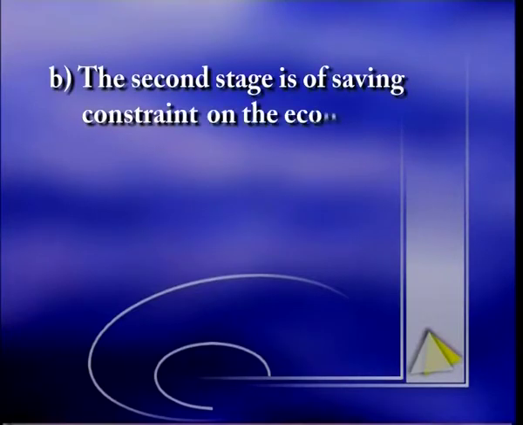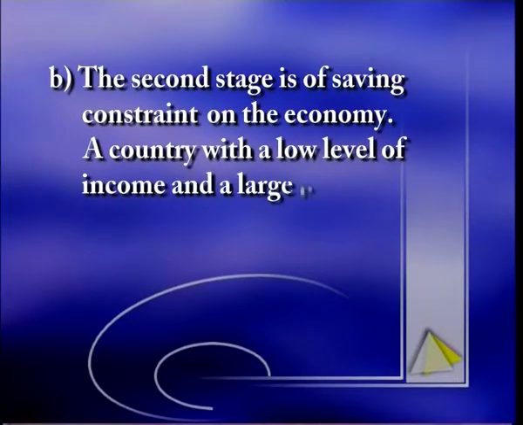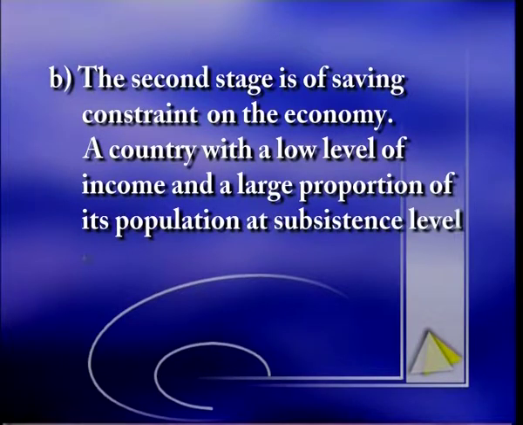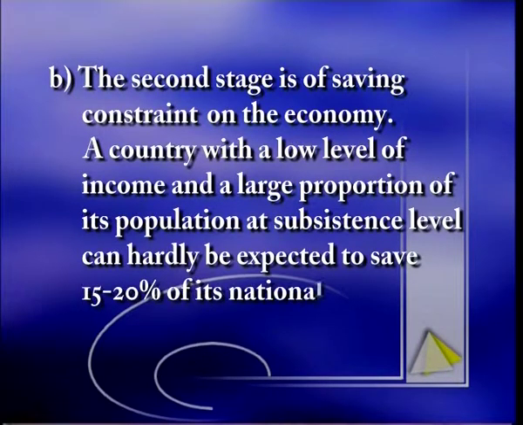Once the absorptive capacity of the economy has increased sufficiently, the constraint on growth is that of domestic savings. Therefore, the second stage is of saving constraint on the economy. A country with a low level of income and a large proportion of its population at subsistence level can hardly be expected to save 15 to 20% of its national income. The suggested way out is that foreign assistance may be used to supplement domestic savings and fill the gap between domestic savings and the investment required for a reasonable level of growth.